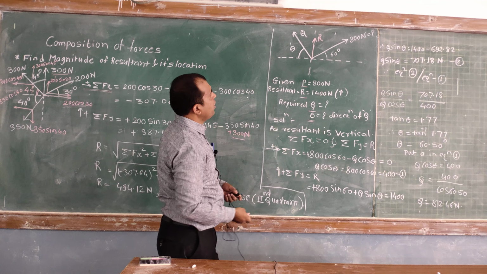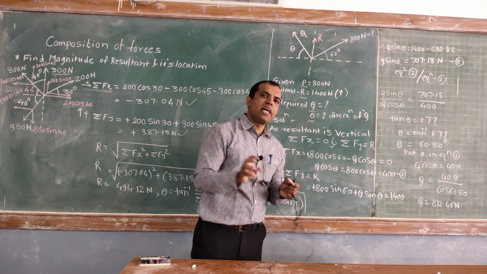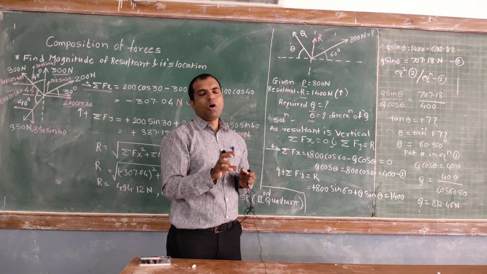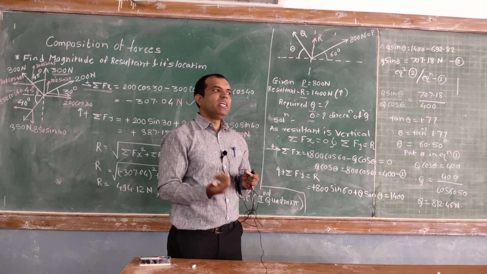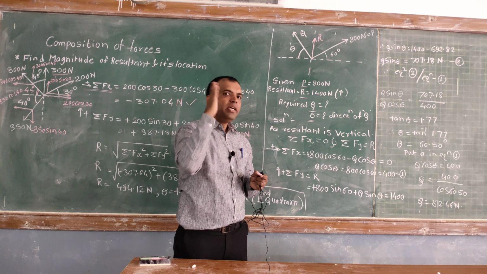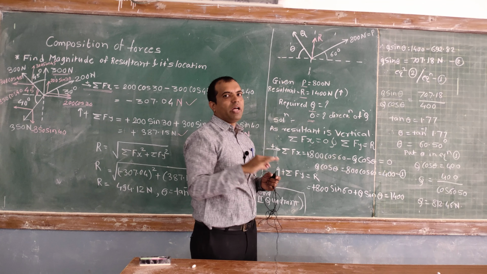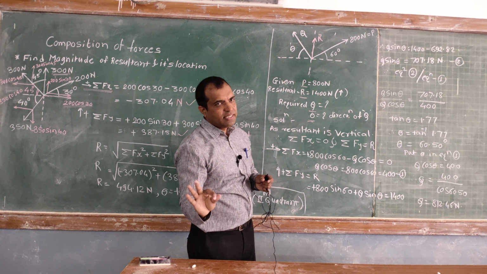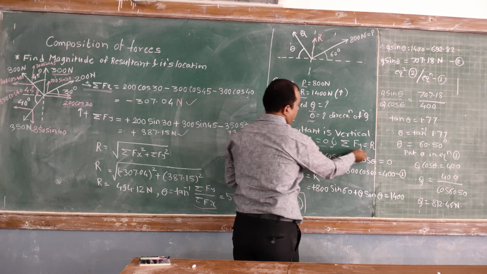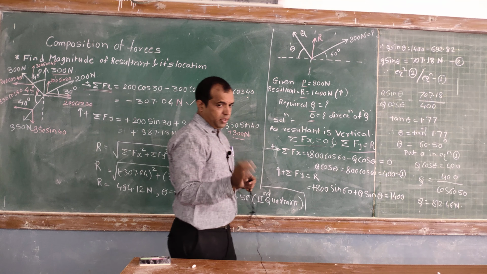Again the same. Here the resultant is given as vertical, therefore the summation of all the forces in the x direction is always 0. When it is mentioned that the resultant is vertical, the summation of all forces in the x direction is 0, and vice versa, if it is mentioned that the resultant is horizontal, then the summation of all forces in the y direction becomes 0. Therefore, summation of Fx is 0 as the resultant is vertical, and summation of Fy becomes R. So you have to remember these two concepts.